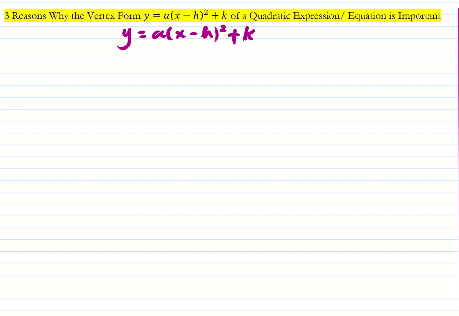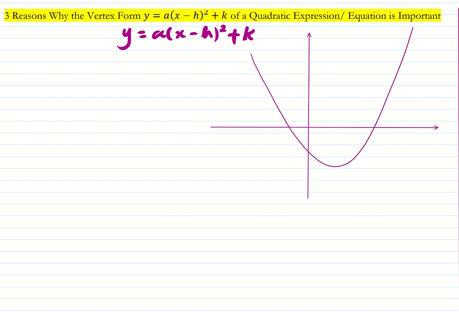So the very first reason is it easily identifies the vertex. Maybe this is a quadratic curve right there. If you have the equation of this curve and you have written it in this form, then you can easily identify the vertex right there, that point that is called the minimum. Or if it's a graph that has a maximum, that is a graph that is this way instead, the maximum right there, just writing your equation in this form helps you to pick it out.